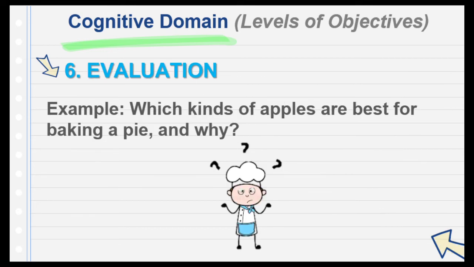Lastly is evaluation. It involves presenting and defending opinions by making judgments about information, the validity of ideas, or quality of work based on a set of criteria. For example, which kinds of apples are best for baking a pie and why?